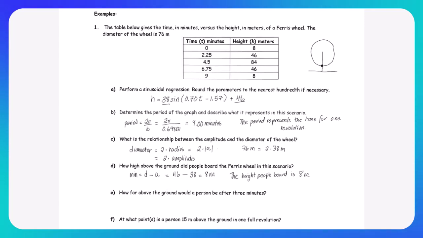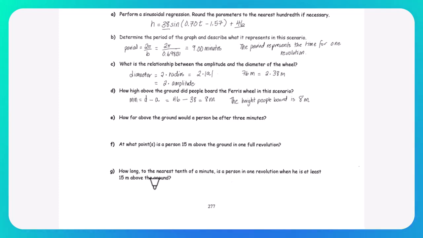Here we go. Next question. How far above the ground would a person be after 3 minutes? Okay, so we're looking at what is the height. The real question is, what is h? That is the height when t equals 3. So that's how we can frame it in terms of h and t. So we could take this, we could put t equals 3 into the formula.